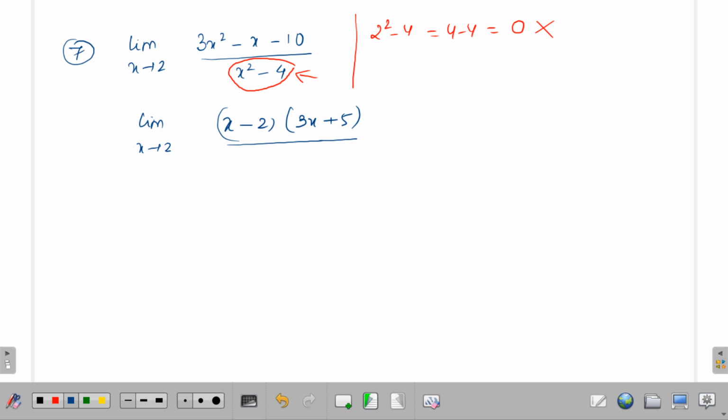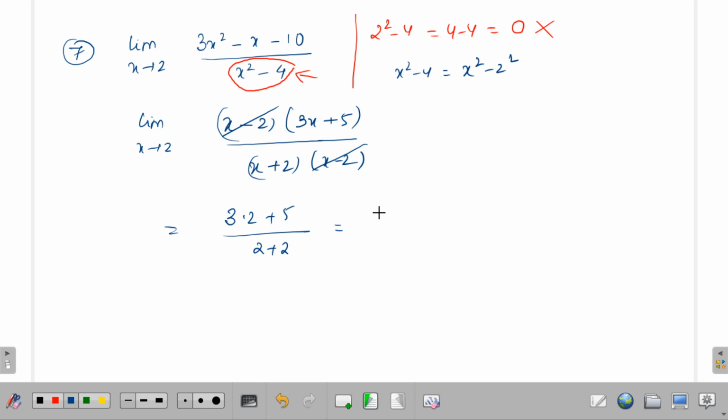You can do it directly also, and similarly at the denominator, it's x squared minus 4. So x squared minus 4 means x squared minus 2 squared, which will be x plus 2 times x minus 2. So let me just cancel x minus 2, x minus 2. Now if you put the value x equal to 2 at the denominator, you're not getting 0. So the answer would be 3 into 2 plus 5 divided by 2 plus 2, which is 3 times 2 is 6, 6 plus 5 is 11, and 2 plus 2 is 4. So 11 by 4 is your answer. So that's all about your question number 7.